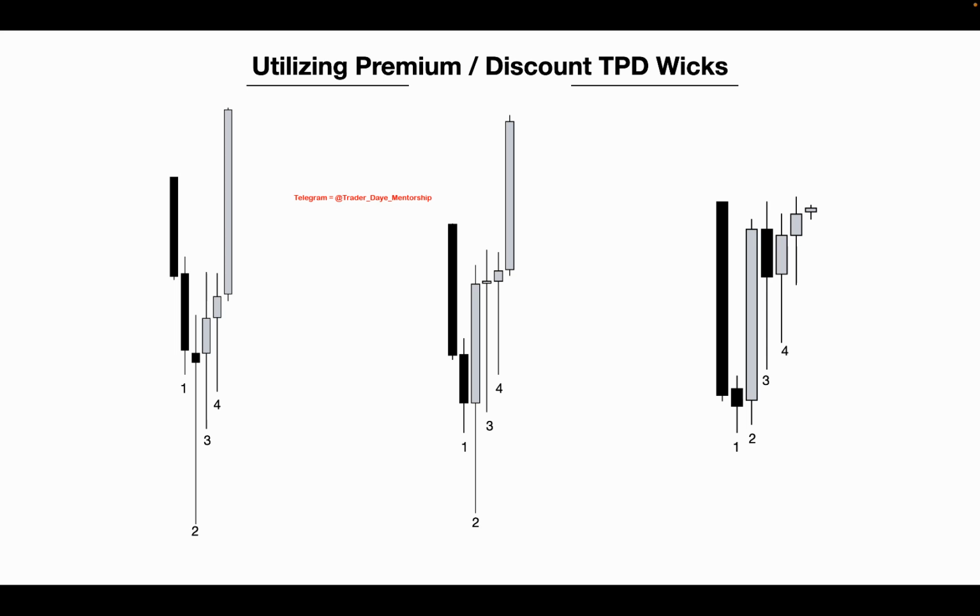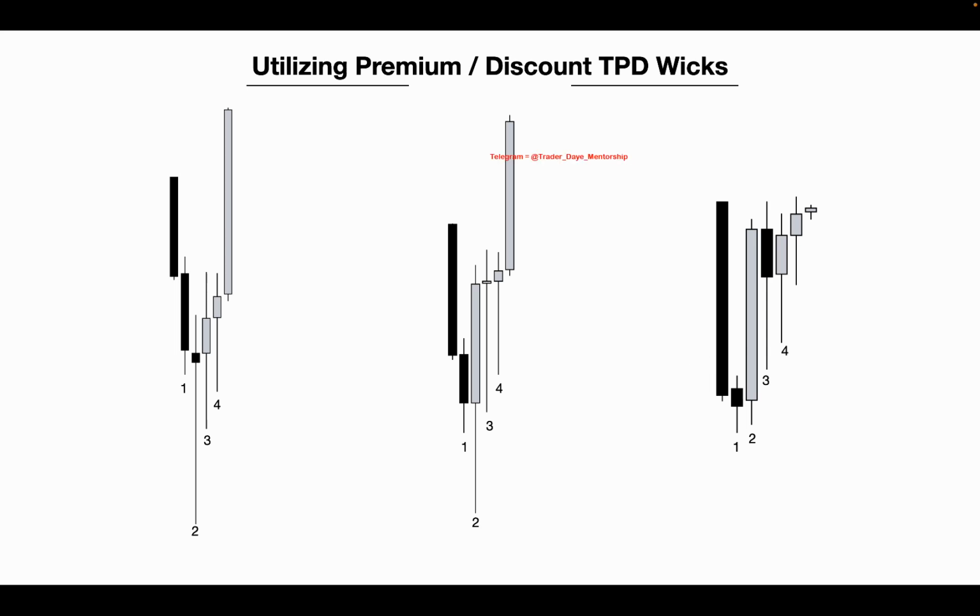But utilizing the premium and discount wicks, the candle after the TPD, because now you've already been introduced to the fact that there are many candles in the sequence. It's not just 3. There are multiple you can use. So whenever candle number 3 is also a TPD, it will usually be a continuation of candle number 2. And on candle number 4, you can use the same approach to buying below candle number 4 and buying below the 50% point of candle number 3's wick, which you can see right here.